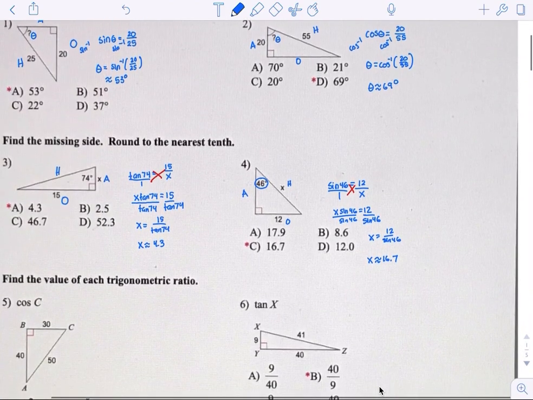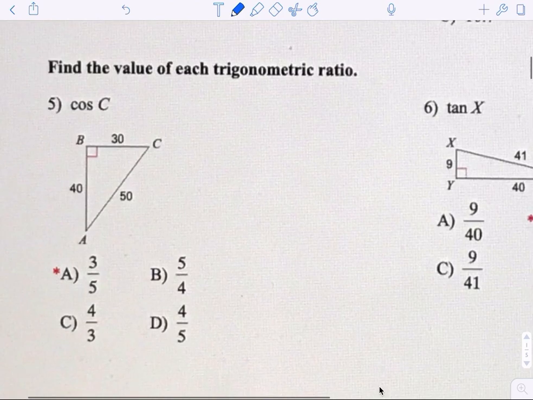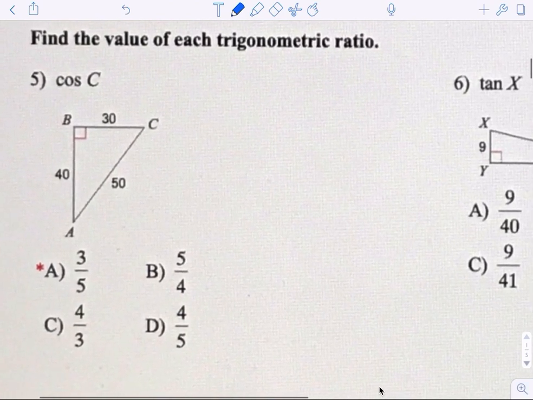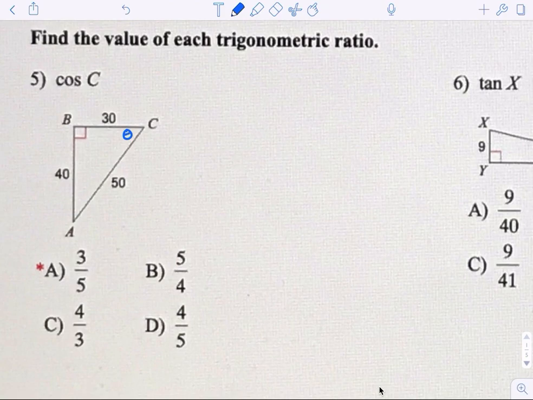All right, here for number 5, you just have to find cosine at angle C. So in the perspective of this theta, or angle C, we have to use cosine. So adjacent over the hypotenuse. So cosine of C is simply going to be A over H. Divide both by 10, because that's the biggest number that goes into both. 3 over 5, A.